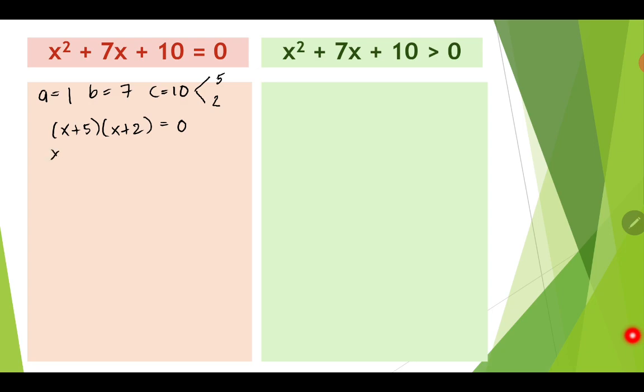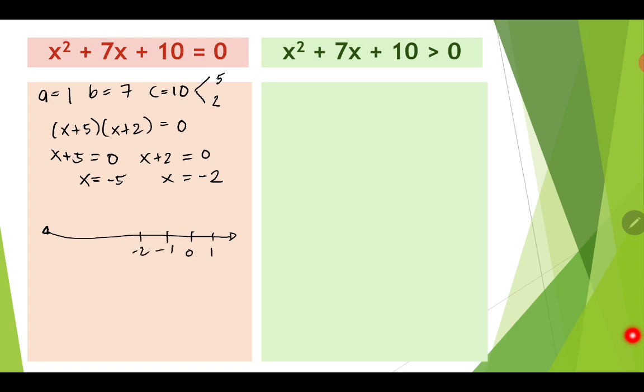And then, apply zero product property. x plus 5 equals 0. x plus 2 equals 0. So, makukuha ko na yung value ni x. Yung isa ay negative 5. Yung isa naman ay negative 2. Kapag pinlot ko siya sa number line, okay, 0. Tandaan, ang positive papunta sa kanan, ang negative papunta sa left. Negative 3, negative 4. Pag pinlot ko siya, since x is equal to negative 5, solid circle siya.